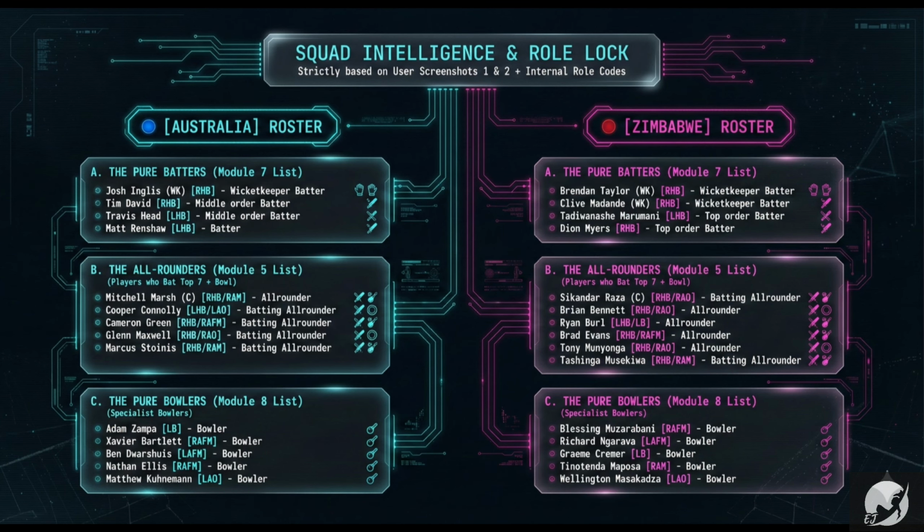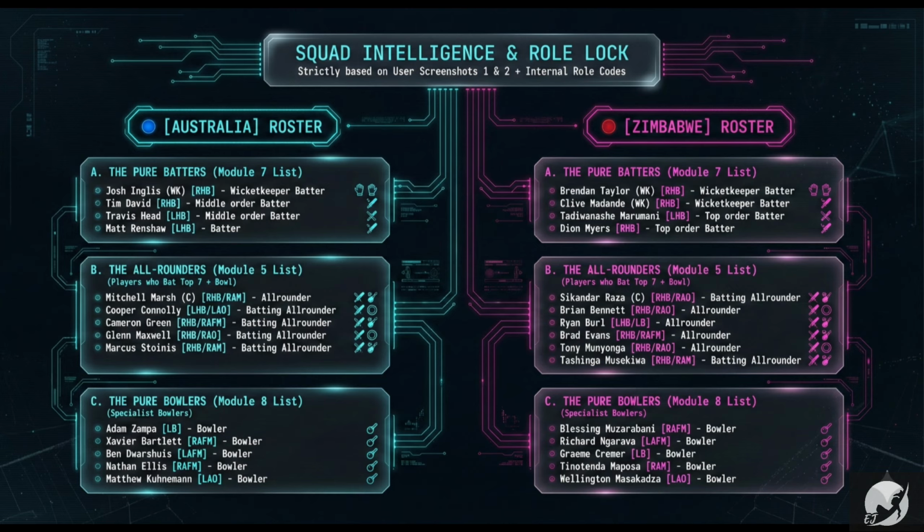Now, we inspect the soldiers. This is squad intelligence. On the left, you have the Australian juggernaut in blue. On the right, the Zimbabwean resistance in pink. Sniper, stop looking at the names. Look at the structure. We have declassified the roster into 3 military units: pure batters, all-rounders, and pure bowlers. Focus your eyes on Section B, the all-rounders. For Australia, Marsh, Green, Maxwell. For Zimbabwe, Sikandar Raza, Brian Bennett.